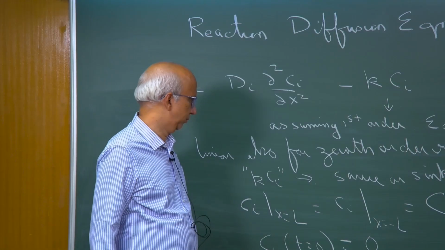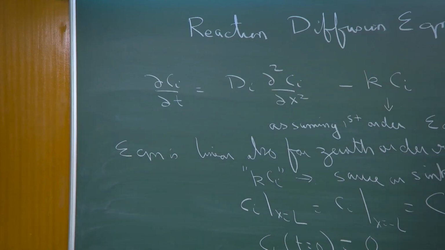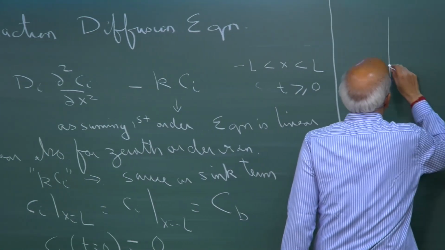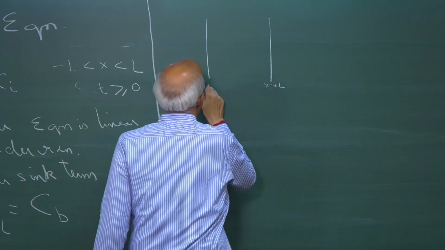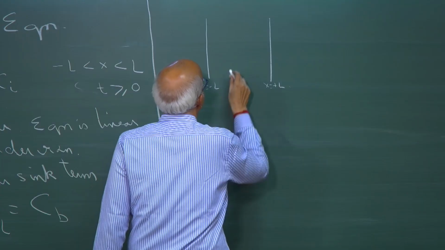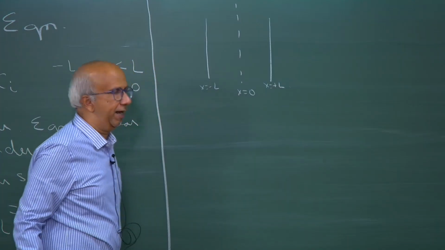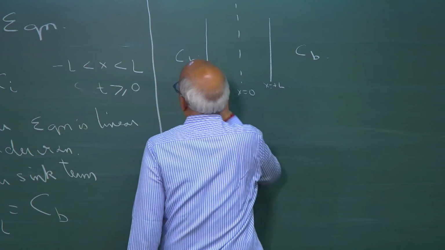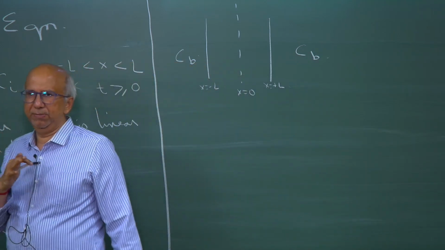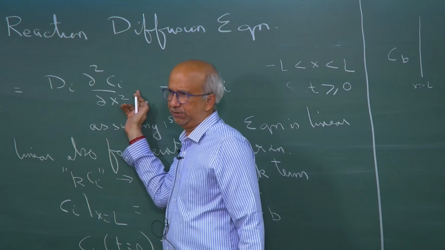So, now what I want to do is exploit the symmetry of the problem. This is x equal to plus L and x equals minus L, and this is x equal to 0, and I have C bulk here, I have C bulk here. So, basically the problem is symmetric in the x direction. If I substitute x equal to minus x, I am going to get back the same equation.